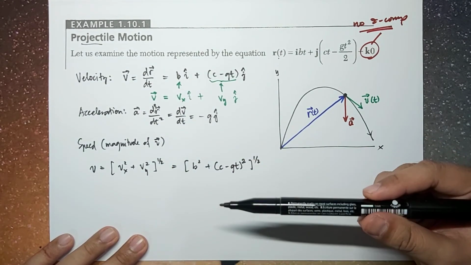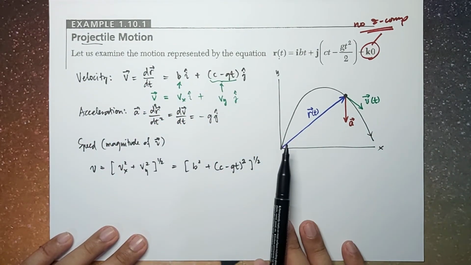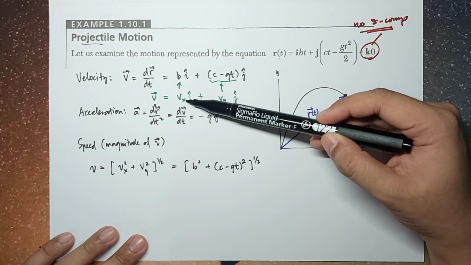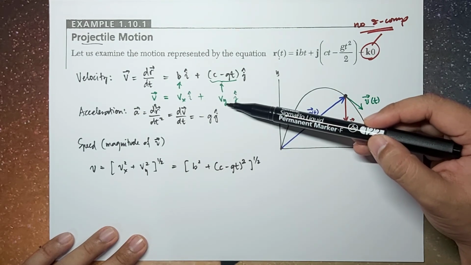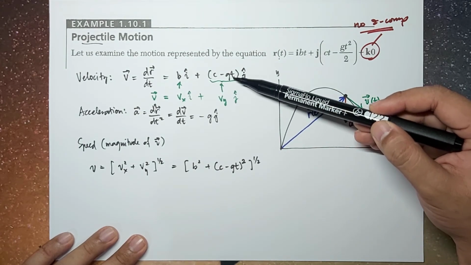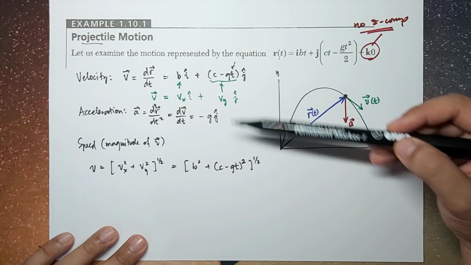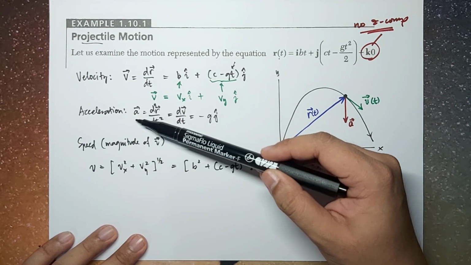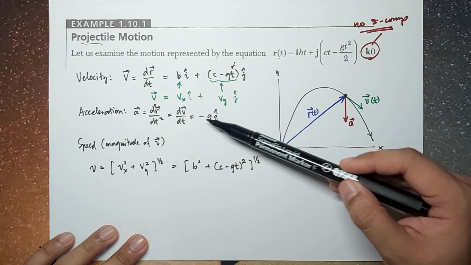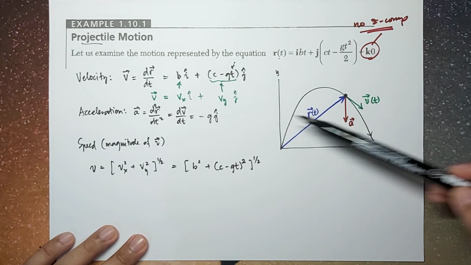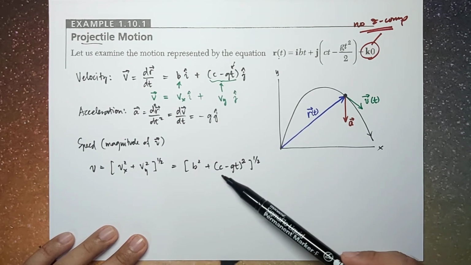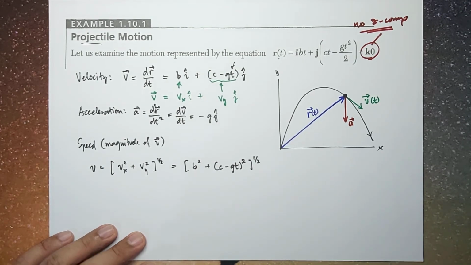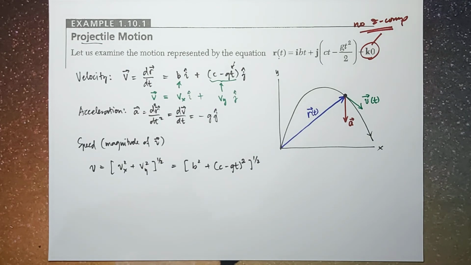Just to summarize, for a projectile motion, the x component of your velocity is constant. The y component of your velocity changes with time linearly, given by this expression. The acceleration is constant and it always points downward. And the speed is equal to the square root of b squared plus (c minus gt) squared. So that's your projectile motion.